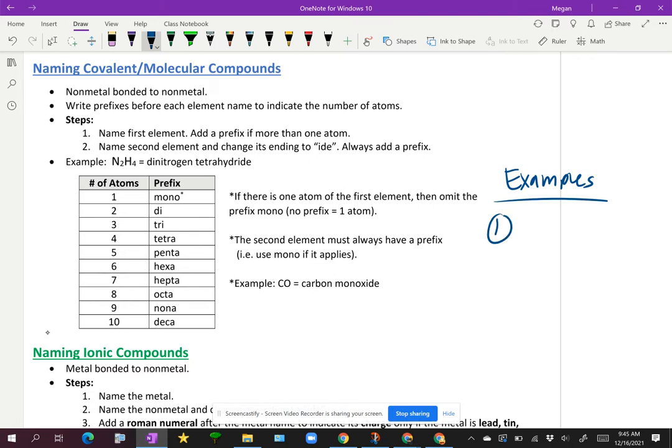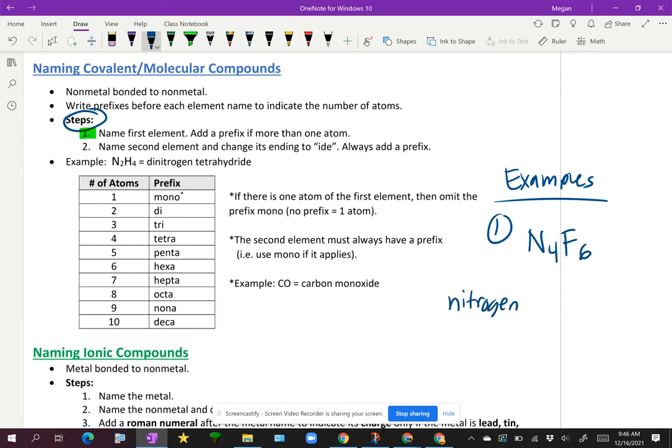Let's say you have the compound N4F6, and I'm asked to name this. So first of all, I have nitrogen and fluorine. That's two nonmetals. This is going to follow the molecular rules. And if you look at your steps, we're going to go one step at a time together. Step number 1 says you're going to name the first element. Okay, so I have nitrogen, so I'm going to write down nitrogen.